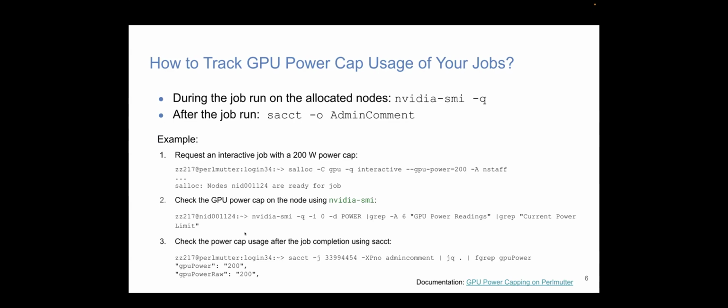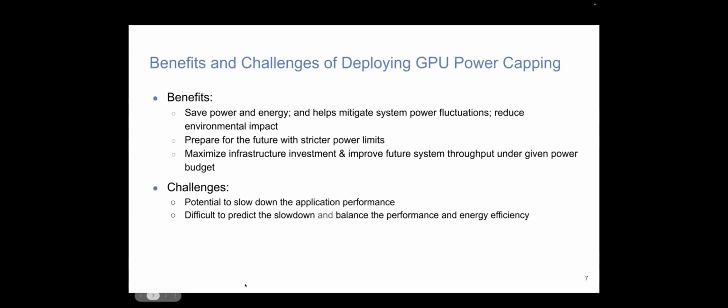So here is the example. I don't want to go through the detail, but basically you request the node, and during the job run, you can run this command. This -i 0 means you want to see the limit on GPU 0. So you can see the limit for each GPU. And then after the job run, you can use this admin comment, but you need to parse it a little bit to get this GPU power cap.